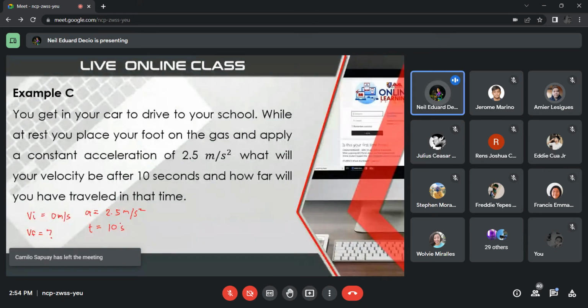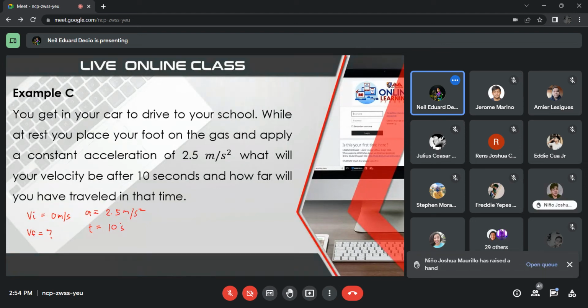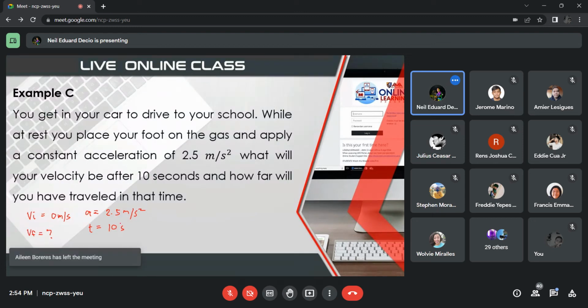Ano ang formula ni Mr. Lisiges? So this is actually correct na. This is actually correct nga, ano, iniya ng mga given na na-extract natin from the problem. The initial velocity is, since at rest siya, 0 meter per second. We're also given the acceleration, which is 2.5 meter per second squared, and time, which is 10 seconds. Thus we're looking for the final velocity, the velocity after 10 seconds.